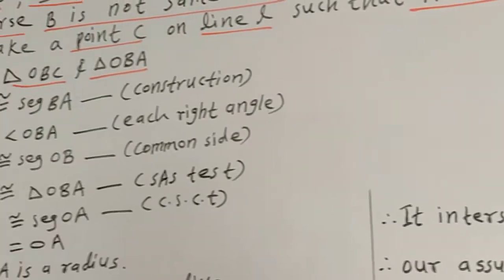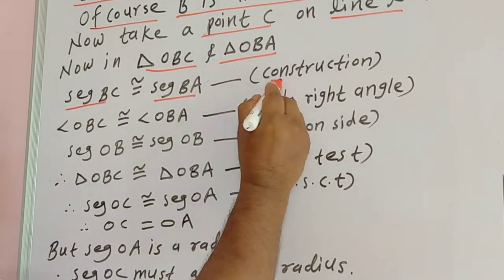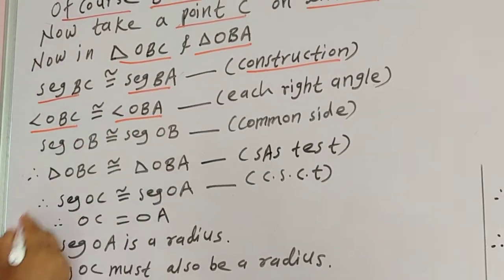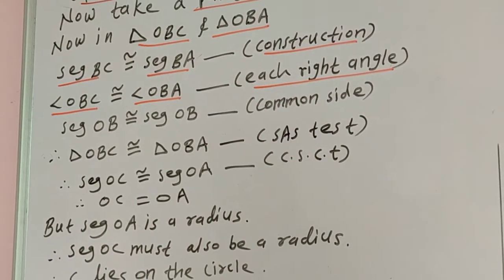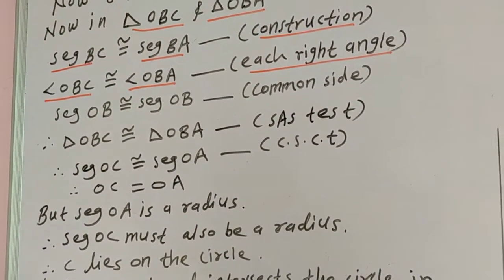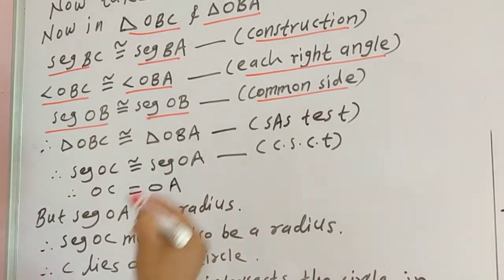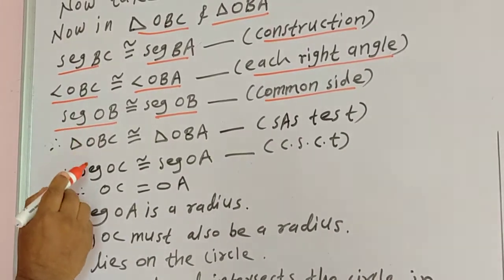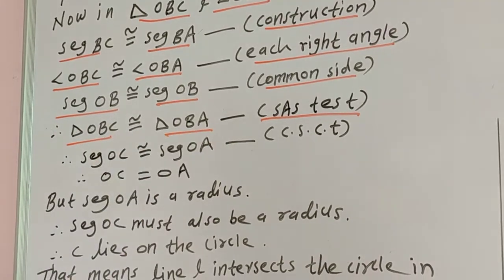Now we will write: seg BC is congruent to seg BA. What is the reason? Construction. Angle OBC is congruent to angle OBA, as I told you, because each angle is a right angle, or their measure is 90 degrees. Seg OB is congruent to seg OB because it is a common side. Therefore, by SAS test, triangle OBC is congruent to triangle OBA.